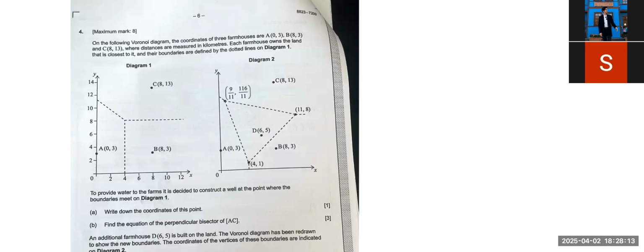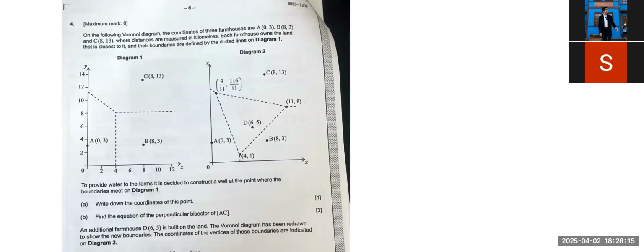To provide water to the farms, it is decided to construct a well at the point where the boundaries meet on diagram 1. So of course, if you want to make a well and all three farmlands are obviously best friends, then it would be optimal to put it equally distant away from A, B, and C so that everybody has to make the equal amount of effort to get to the well. So that's why we want to pick this point, which is equidistant from A, B, and C to put the well. The question is, what is the coordinate of this point? How do we find the coordinates of this point?